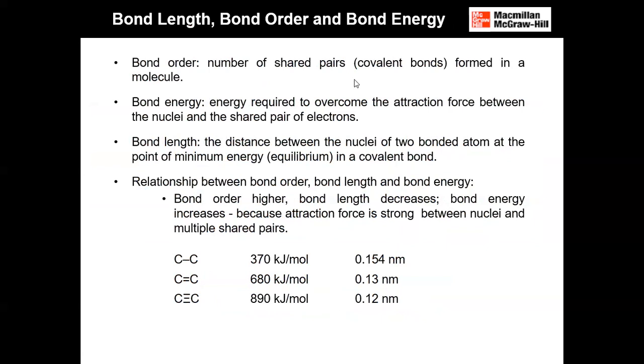Okay, so bond length, bond order, and bond energy. As I told you, bond order is the number of shared electron pairs, and bond energy is the energy required to overcome the attraction force. It is how much energy we can introduce to the molecules so that we can break the bond. Bond length is the distance. The relationship between bond order, bond length, and bond energy, we can see here.